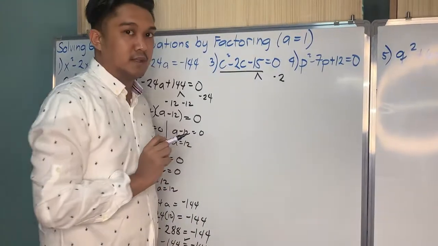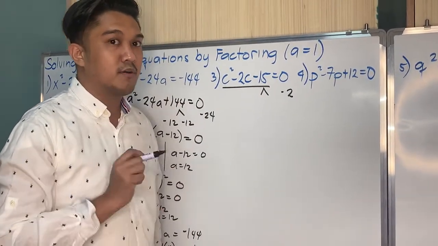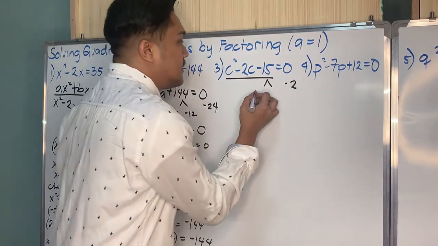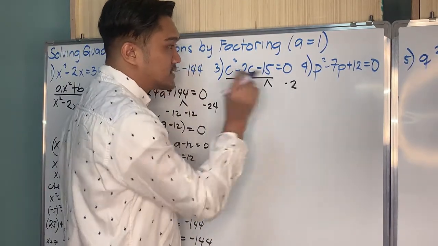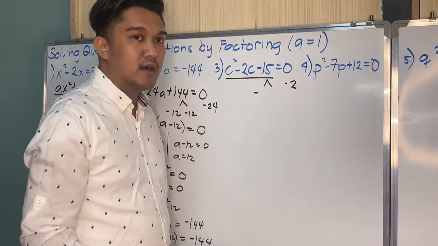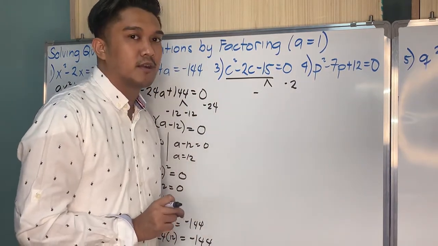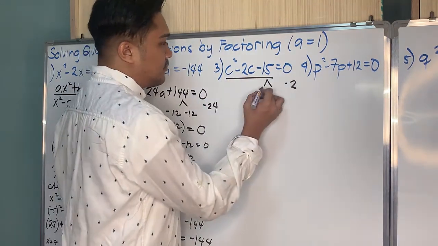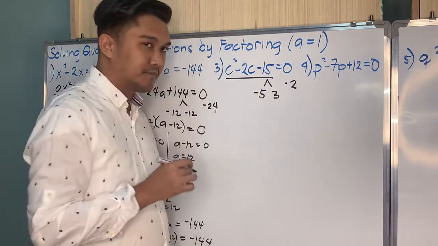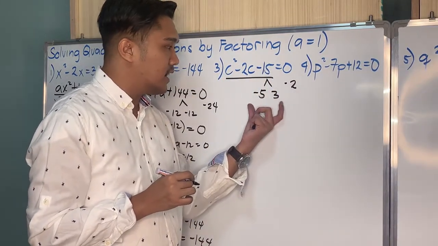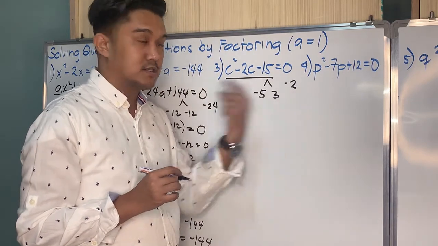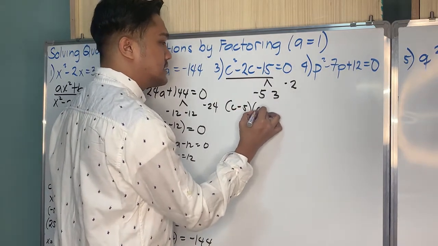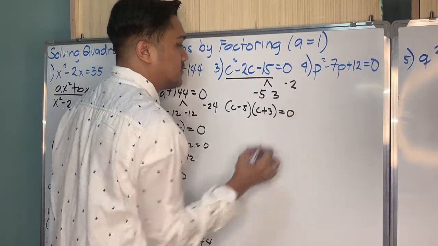Ngayon, negative yung 15. Ibig sabihin, yung dalawang product, may isang negative at may isang positive. Since yung ating sum ay negative, nangangahulugan lamang na yung sign ng mas malaking factor ng 15, yun ang negative. So, in this case, pwede siyang 5 at saka 3. Pag pinag-add mo ang negative 5 at 3, negative 2 ang lalabas. So, yun na siya. C minus 5, C plus 3 is equal to 0.